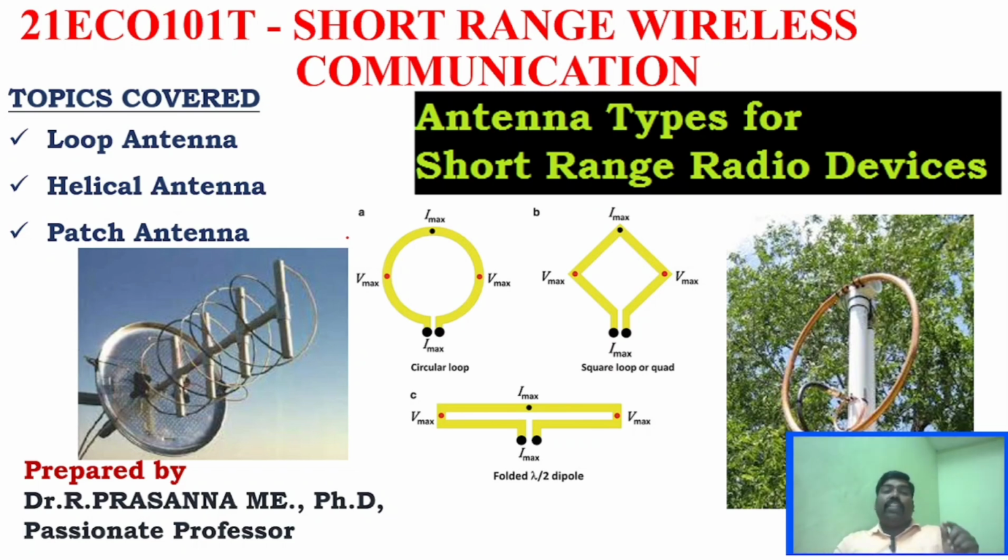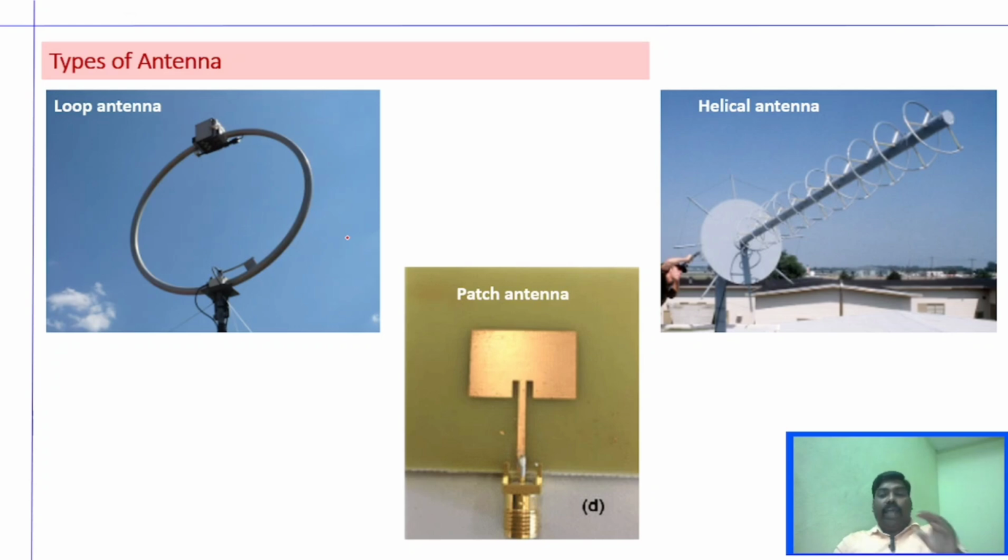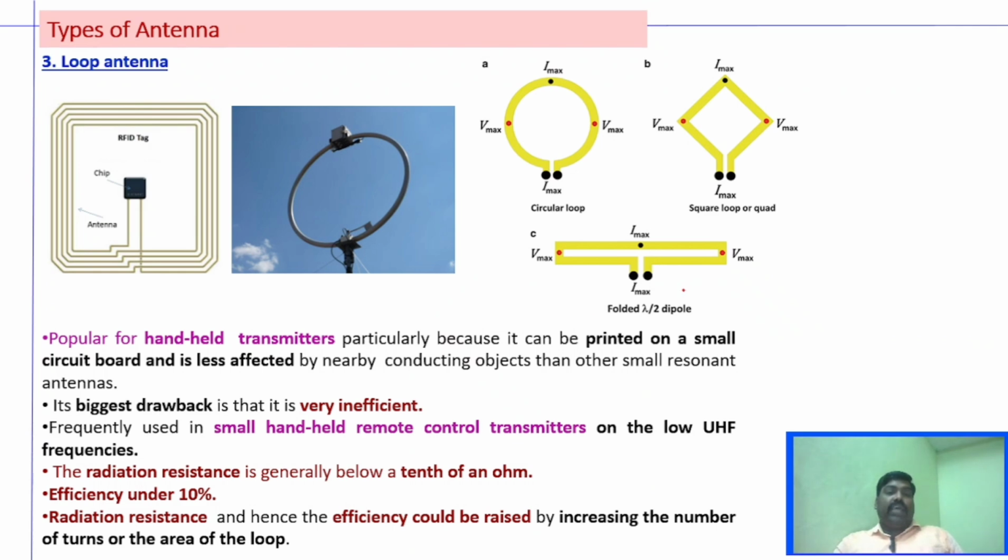First we'll start with loop antenna, where you can see this is the loop antenna, and you can see the patch antenna and the elliptical antenna. We have different varieties of loop antenna, we have different shapes. Similarly, patch antenna has different shapes. Similarly, helical antenna has different shapes, right? And coming to loop antenna features, you can see the loop antenna can be a circular loop, square loop, or in any form. You can see a spring pattern as well.